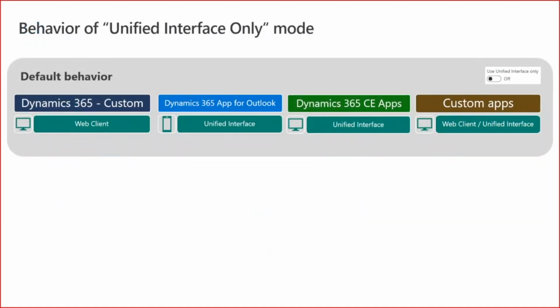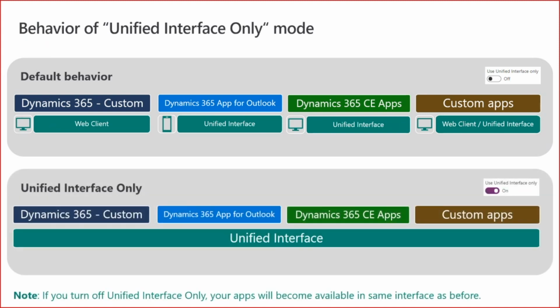If we take a look a little bit deeper at unified interface only mode, what is it and how does it work? In general, you probably know that you can have two different types of applications. One is web client, which you are probably using today, and another is unified interface. This application type is a parameter of the app, so it's a definition. When you enable unified interface only mode, this application type is fully ignored, and we render all your applications in unified interface, regardless of whether they are defined as a web client or unified interface application.